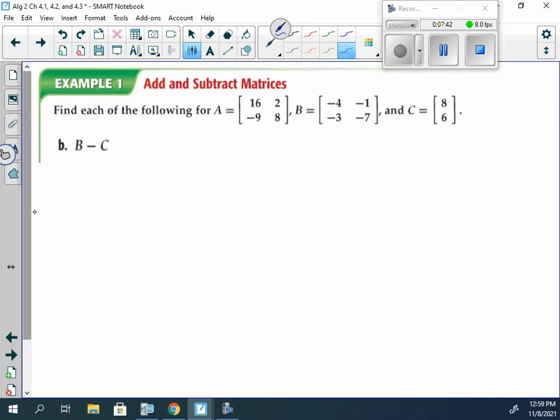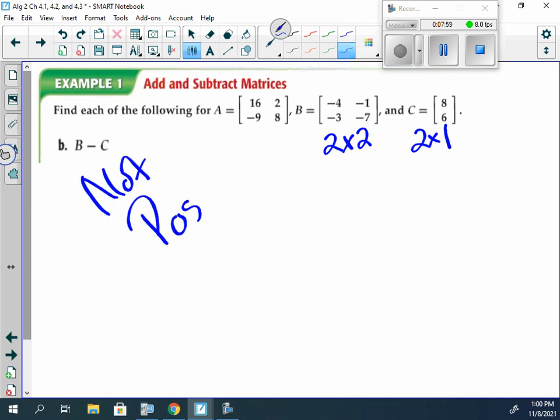Before we jump to do it in the calculator here, let's make sure we can actually do it. Because B is a 2 by 2, yes? C is a... Can we take B minus C? No. So this here is not possible.